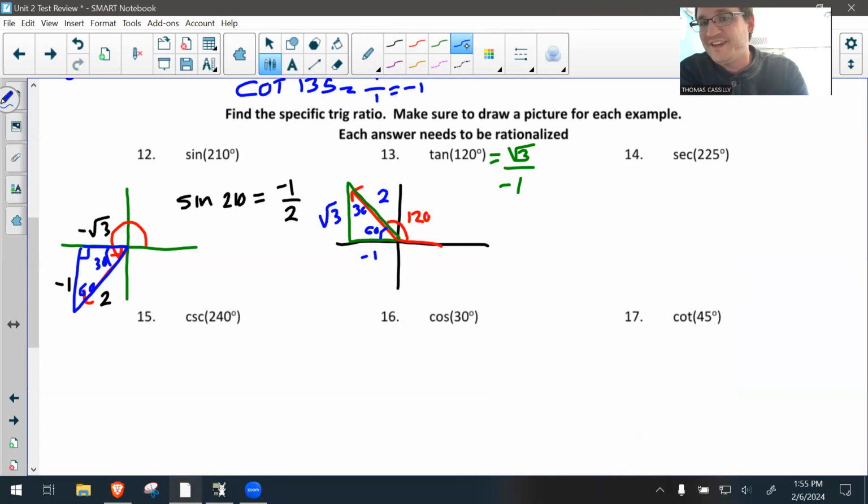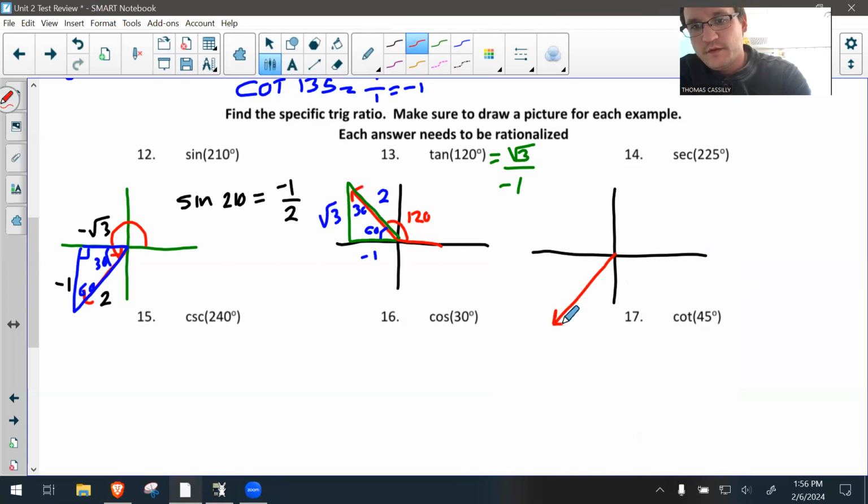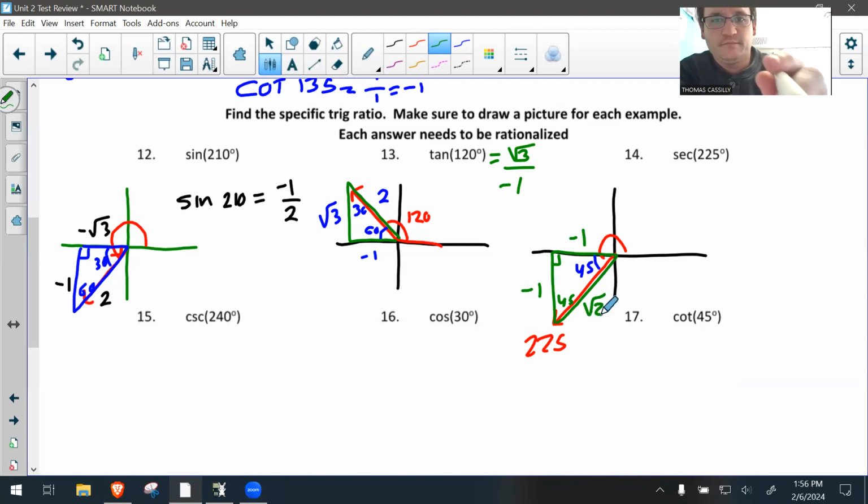Now we have the secant of 225. Figure out where 225 goes on your graph. It's going to be down in quadrant 3. This is a 225-degree angle. But I want this one. It's 225. That has a reference angle of 45. So here's your 45, 45, 90 triangle where you're going -1 units down, -1 units to the left, and square root of 2 units diagonally.